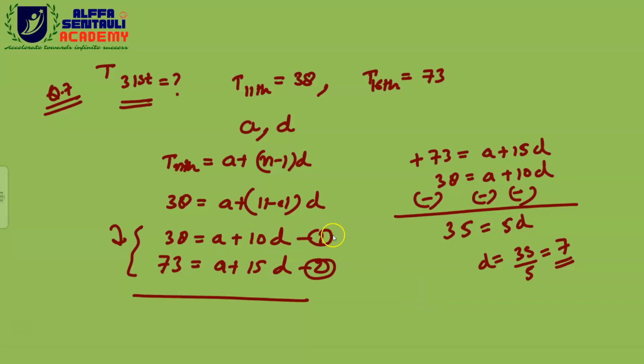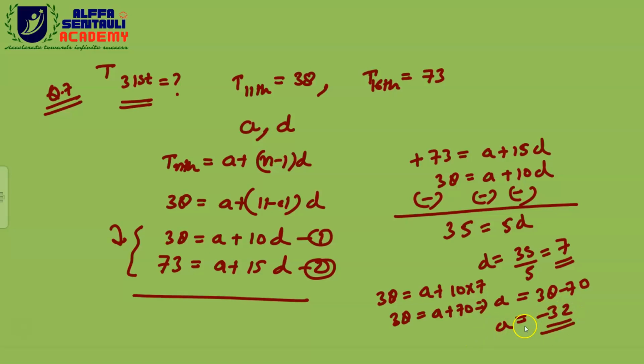See, this equation 1 is easier to solve. Equation 1 is easier to solve. So we will substitute d in this equation and we'll get the value of a. So 38 is equal to a plus 10 into 7. Correct? So 38 is equal to a plus 70. So a is equal to what, beta? 38 minus 70. 38 minus 70 is how much? Minus 32. So you got the value of a, you got the value of d.